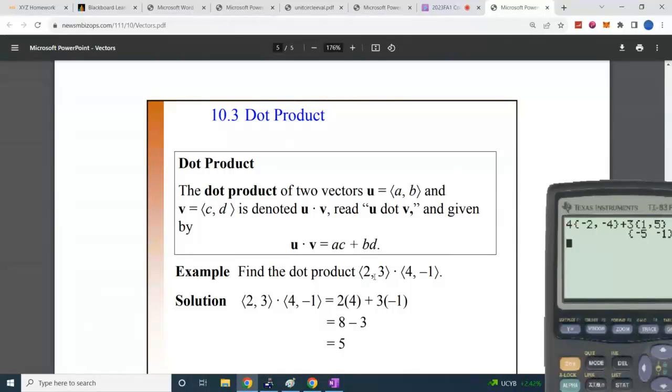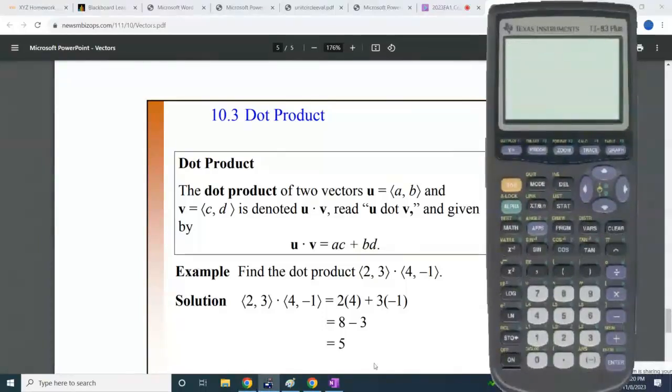So for example, this says find the dot product of 2, 3 times 4, -1. Let me just show you what happens if you were to do that in the calculator. You're going to get something other than 5. So let's say we have 2, 3 times 4, -1. Oops, I must use a curly bracket. Notice I get 8, -3. What the calculator is doing is multiplying 2 times 4 to get 8. It's multiplying 3 times -1 to get -3. The only thing it's not doing is adding those two numbers together.